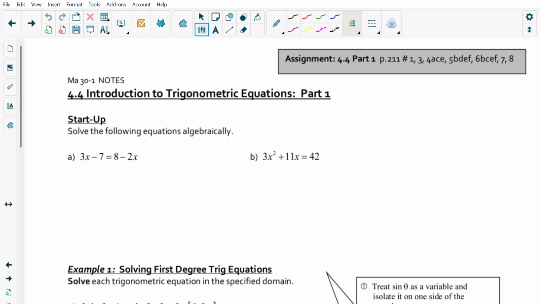Okay, Introduction to Trigonometric Equations, Part 1. So let's do a little startup on solving equations algebraically.